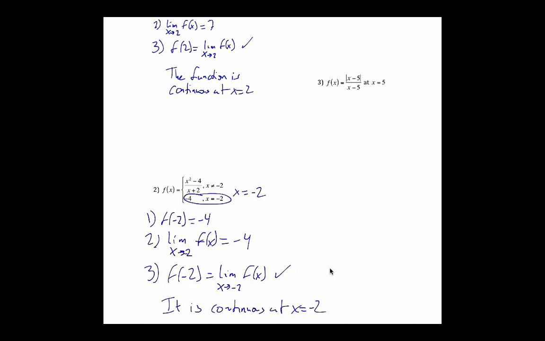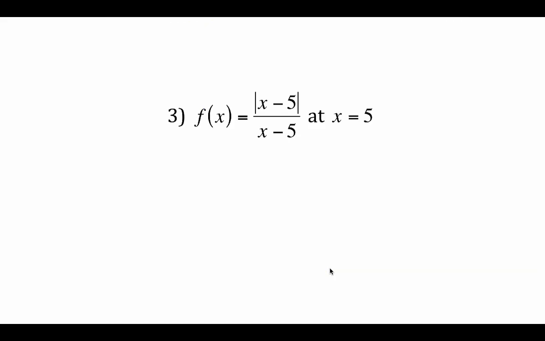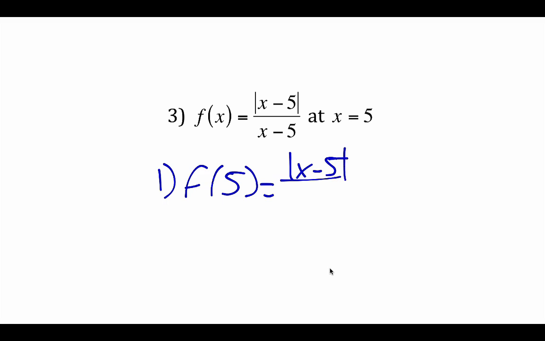The third example, f of x equals the absolute value of x minus 5 over x minus 5. So plugging it in to start, step number 1, my apologies, f of 5. Plugging that in, we have the absolute value of 5 minus 5 over 5 minus 5. Well, that's 0. When we plug in 5, that's 0 over 0. So it does not exist. It just doesn't work. You can stop here.